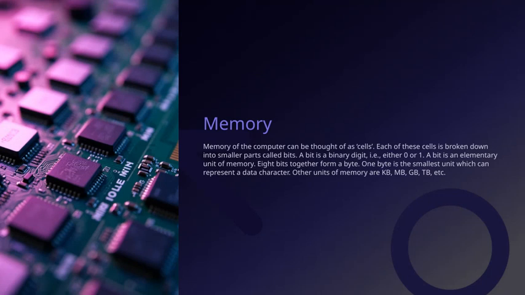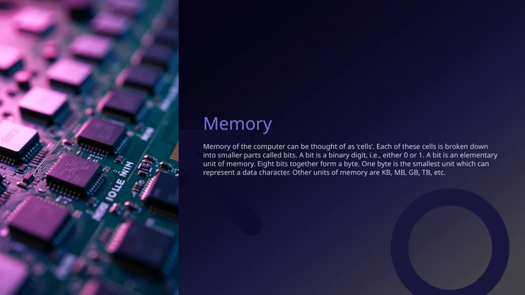Memory in a computer can be thought of as a collection of tiny units called cells. Each of these cells stores data, and they're made up of even smaller parts called bits. Now, a bit is the most fundamental unit of memory, and it can only be one of two values, 0 or 1. These bits are the building blocks, kind of like the alphabet of digital information.